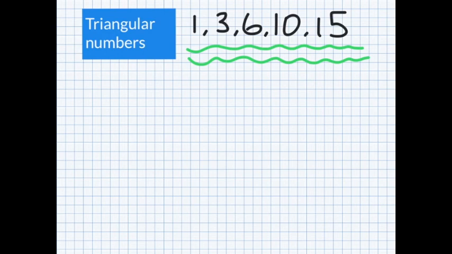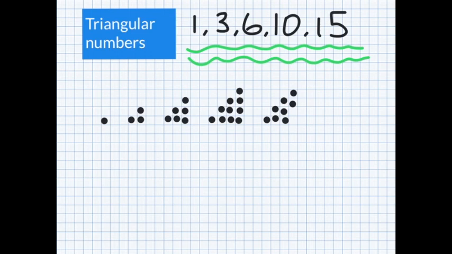For example, number 1 doesn't exactly look like a triangle. Number 3, 1, 2, 3. So there you go, that looks like a triangle. Then it goes to 6. 1, 2, 3, 4, 5, 6. Then we've got 10. It goes 1, then the 2, then the 3, then we're adding 4. We've got 15. Start with the 1, then the 2, then 3, then 4, then 5.